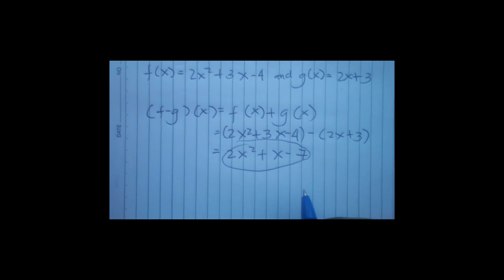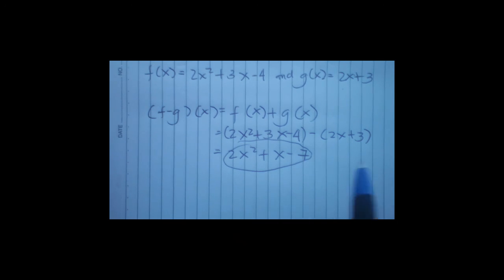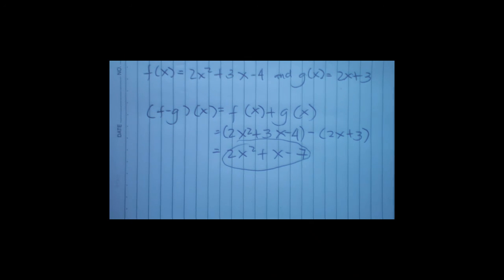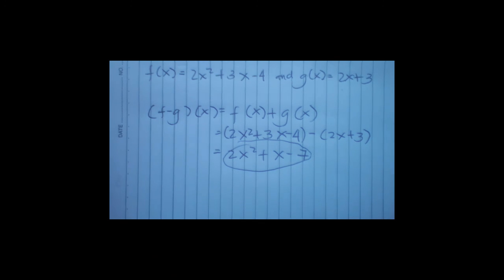Now we will subtract the negative 4 and positive 3. So negative 4 minus positive 3 is negative 7. So the answer for this function is 2x squared plus x minus 7.